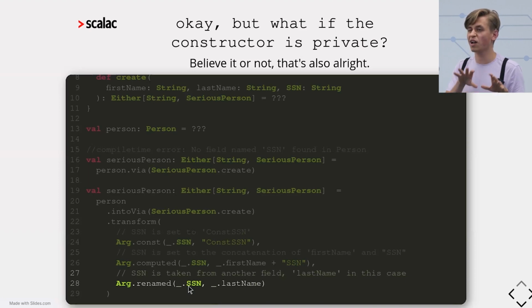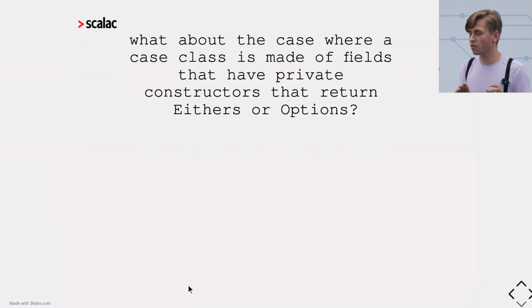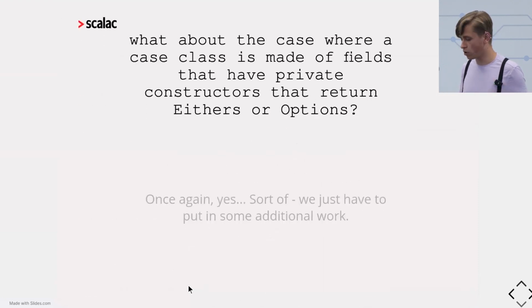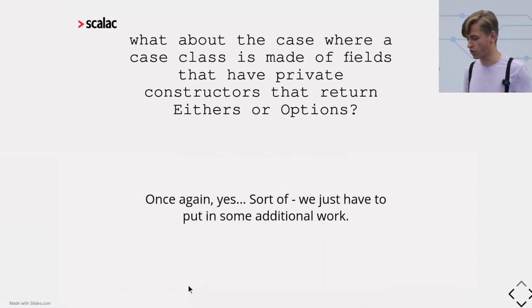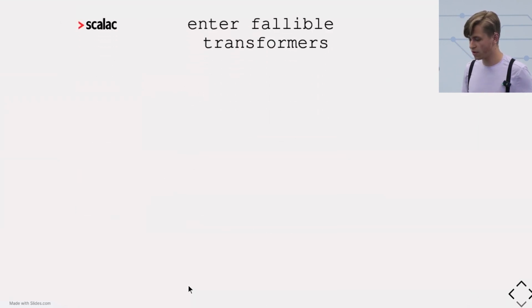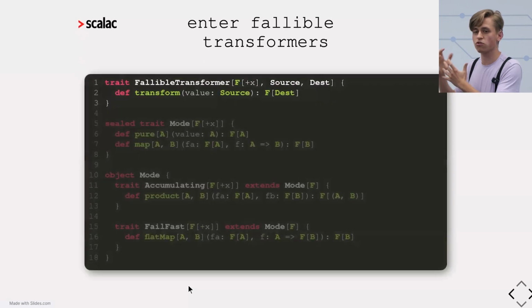What about even more elaborate cases, when your case classes are made of maybe other case classes that have smart constructors, or maybe are made of new types that don't expose public constructors but only expose smart constructors that return options, eithers, etc.? Once again, that's also possible. We just need to do some additional work. The way it's possible is there's another thing called fallible transformers, which are just like transformers, only they can fail at runtime, actually.